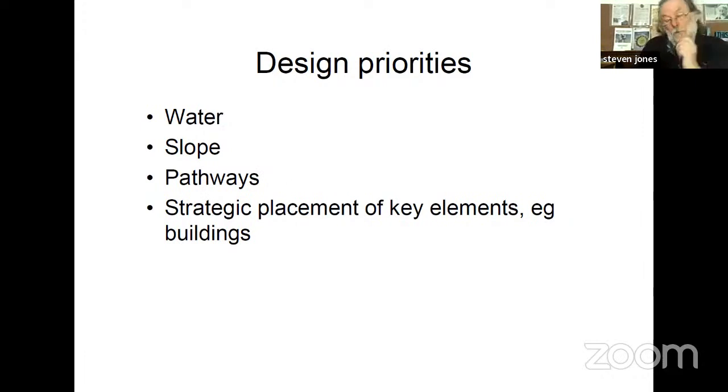So we're also designing with a sense of priority. We're always going to need access. We're going to be key. We can't do anything without water, and we're never on flat land, or very rarely on totally flat land. So these are going to be considerations that shape the whole design from the beginning.